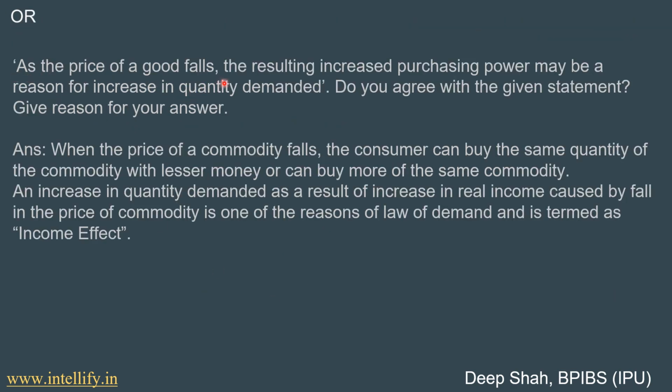As the price of a good falls, the resulting increased purchasing power may be a reason for increase in quantity demanded. Do you agree with the given statement? Give reason for your answer. When the price of a commodity falls, the consumer can buy the same quantity of the commodity with less money or can buy more of the same commodity. An increase in quantity demanded as a result of increase in real income caused by fall in the price of the commodity is one of the reasons of the law of demand, and this can be termed as income effect. So the phenomenon questioned here can be termed as income effect.